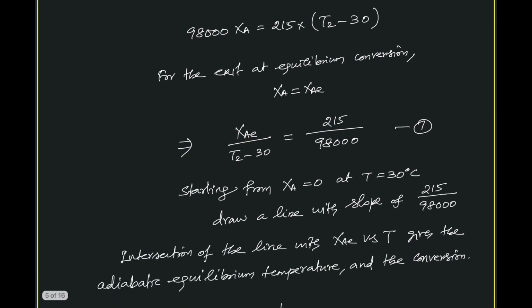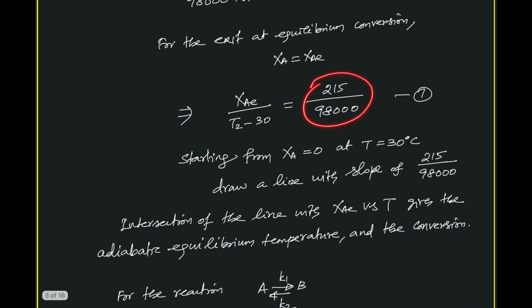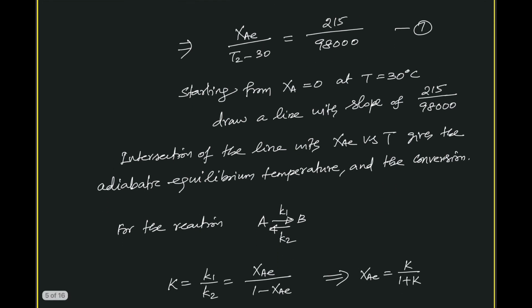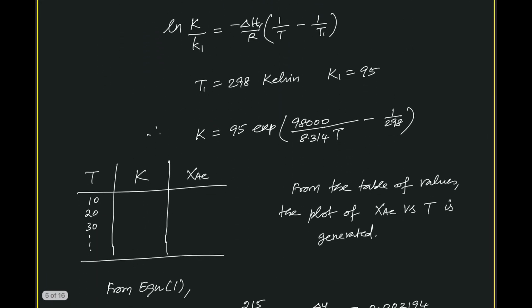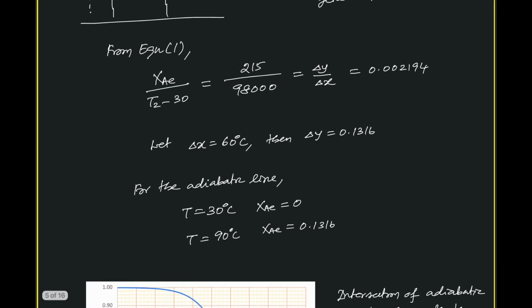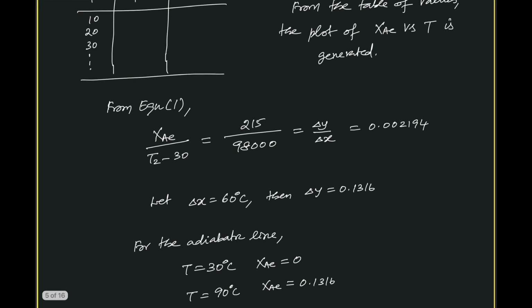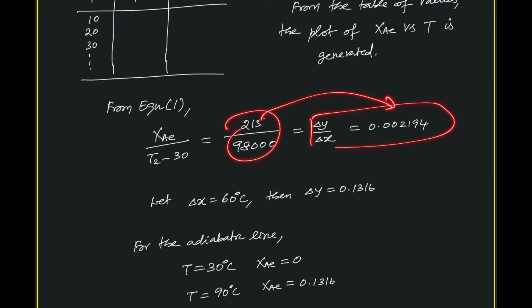So we are going to find this XAE and the corresponding temperature. That's the target. The slope is known. Starting from the point of 30 degrees Celsius, we need to draw a line with a slope of 215 by 98,000. So how to draw that? That is a tricky thing. Not so tricky, we can easily do that. This is the equation, and you can take it as delta y by delta x. Now this is delta y by delta x equal to this value.